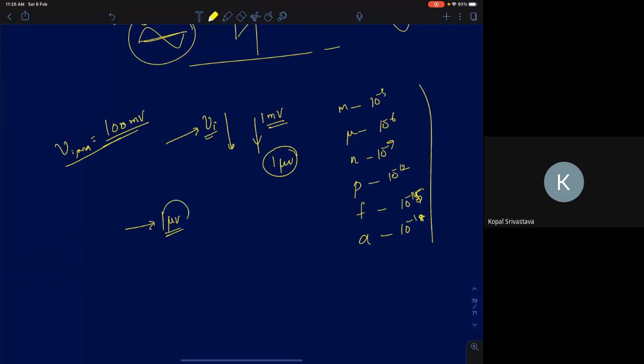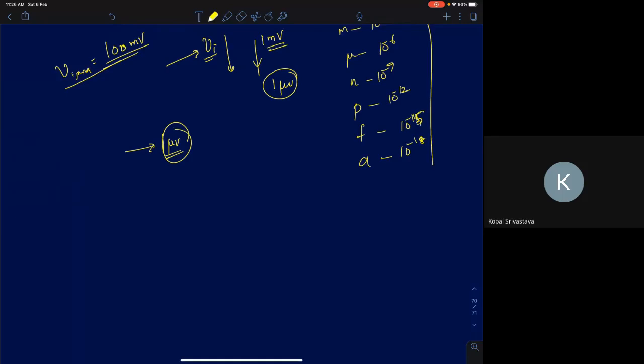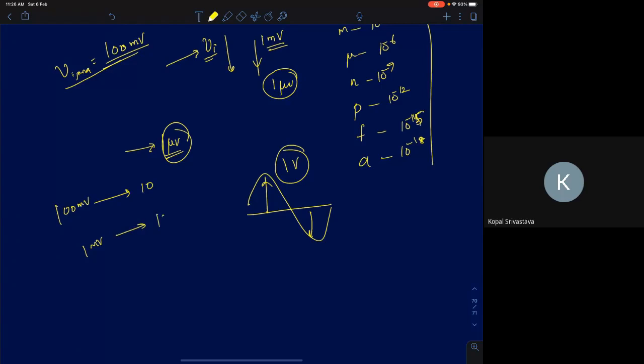No, the problem is, let me put some cascade of amplifiers. Let me put 4 or 5 cascade of amplifiers. We can put cascade and get sufficient gain. See, your goal is this. Let's say at the output, you want a 1 volt sine wave. If I apply 100 millivolts, you would want a gain of 10. If I apply 1 millivolt, you will want a gain of 1000.